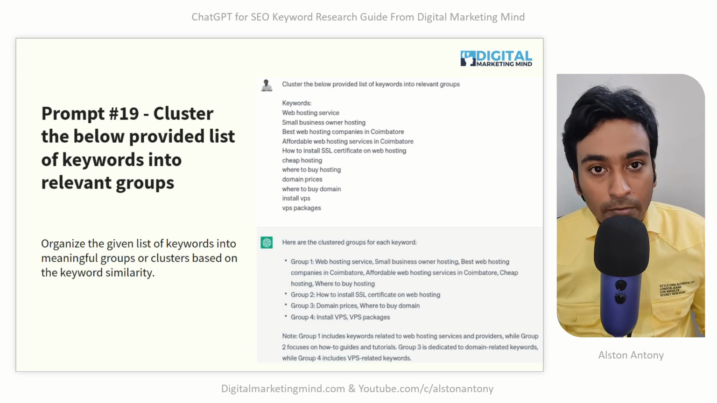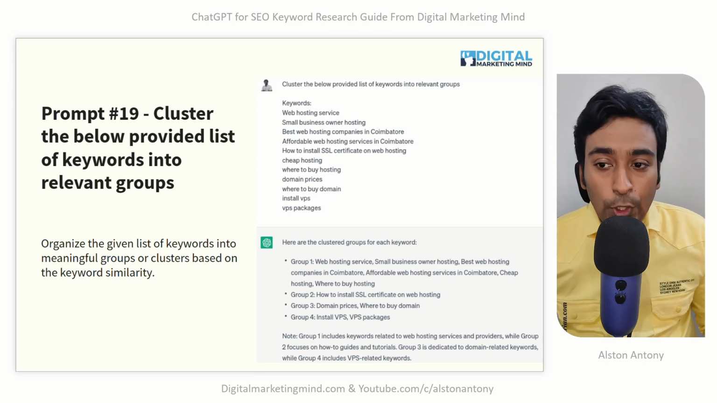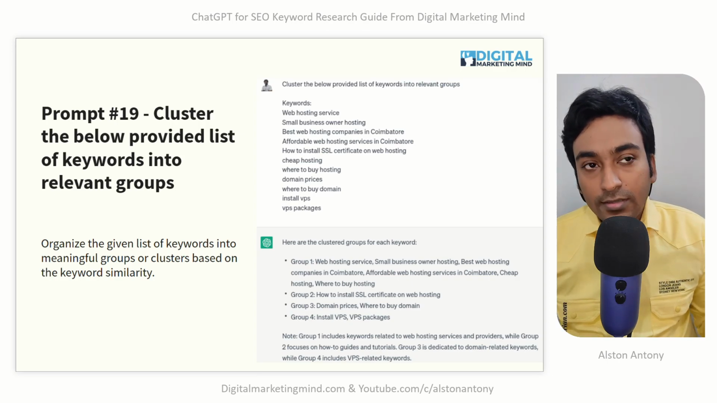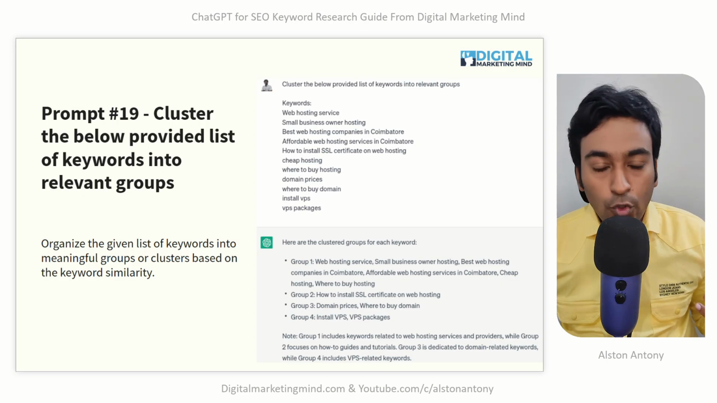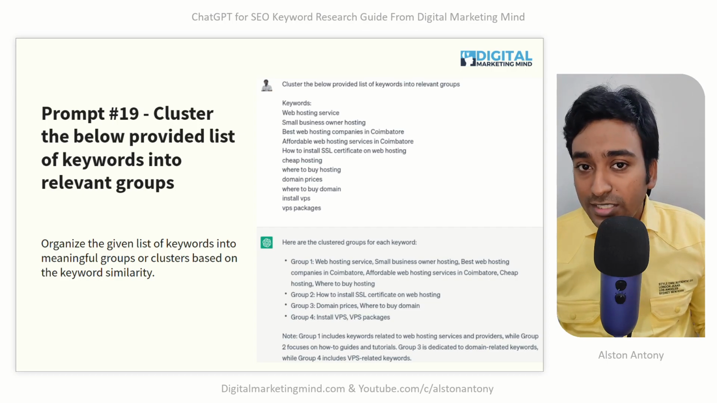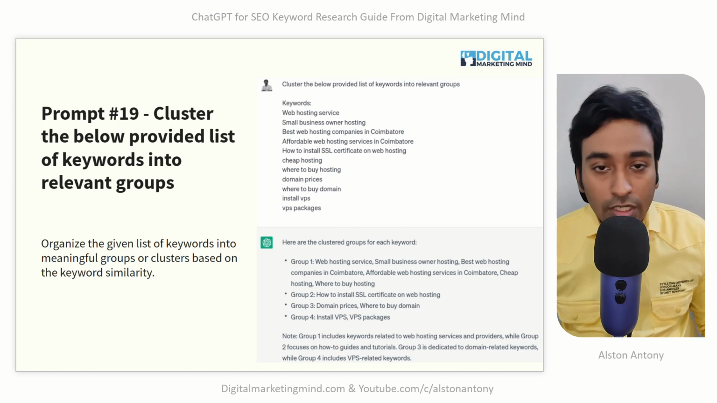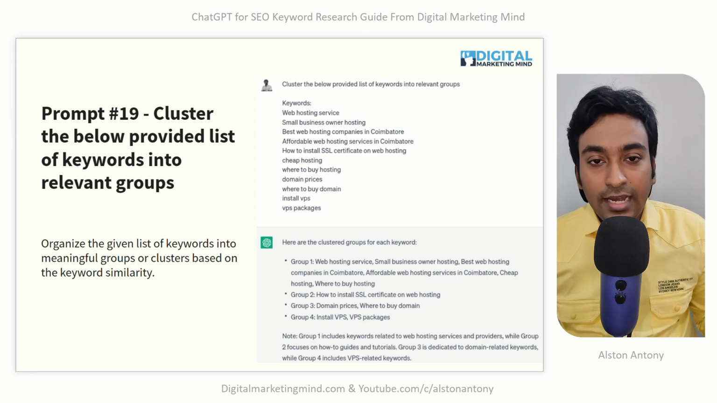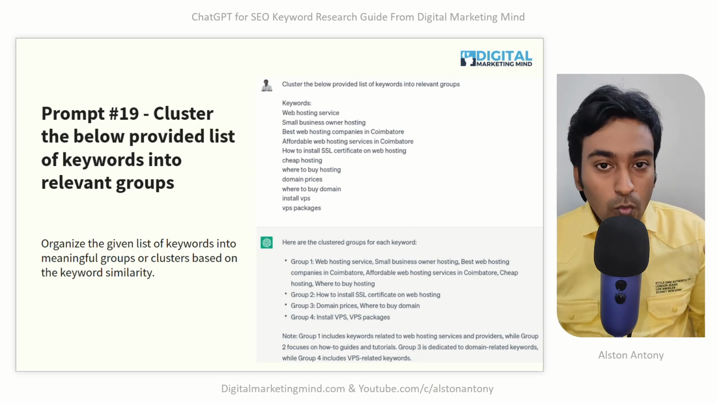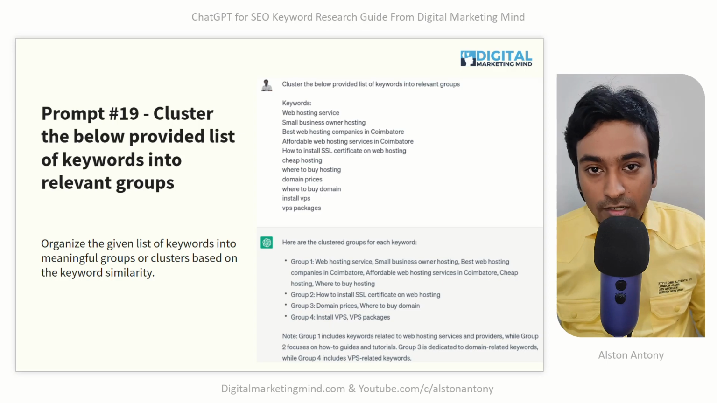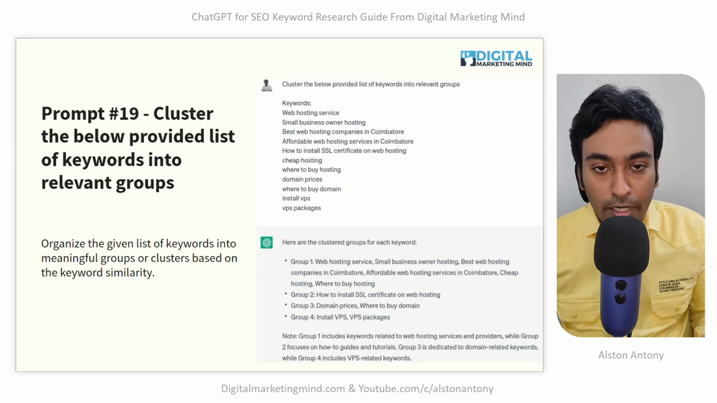The next one is prompt 19, where we cluster the below provided list of keywords into groups. This is one of the main features I can mention for ChatGPT, where it is really good. If you have a list of 200 keywords or more, you can ask ChatGPT to cluster them into logical groups. So I can focus on that group, I can interlink content between those keywords, and I can go and focus on them one by one. I have more organization capabilities with clustering. Clustering keywords is one of the most important techniques you should be aware of when doing keyword research, so make sure to learn about it.